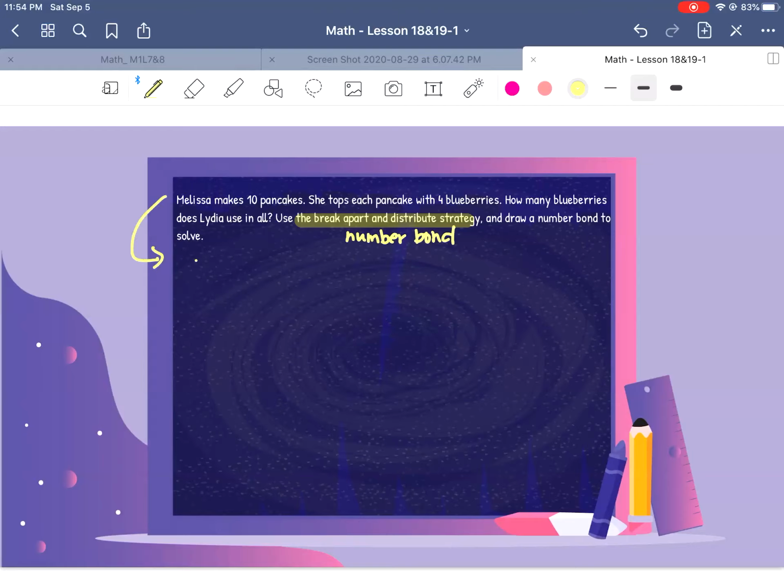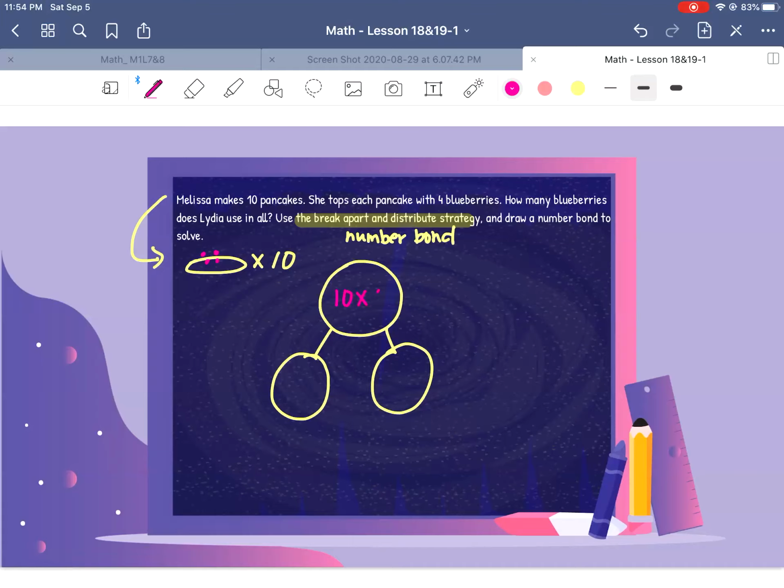So Melissa makes 10 pancakes. On each pancake, she puts 4 blueberries. And we're wondering how many blueberries there will be when she has made 10 pancakes. So I'm going to use my number bond to solve the question.